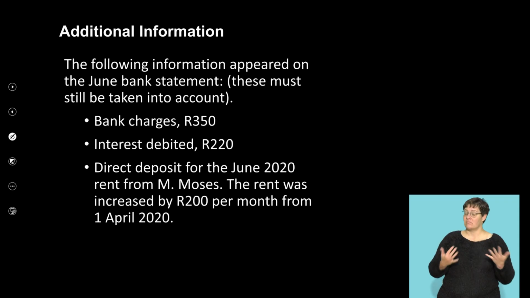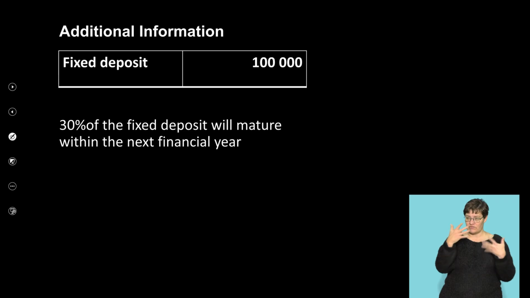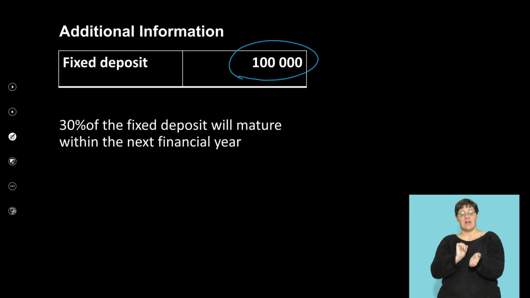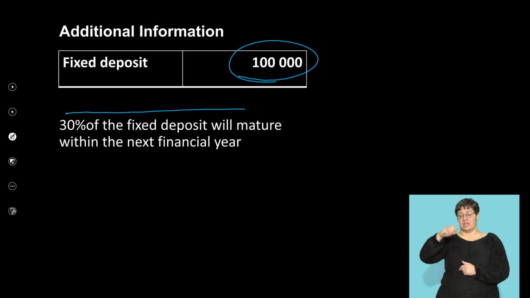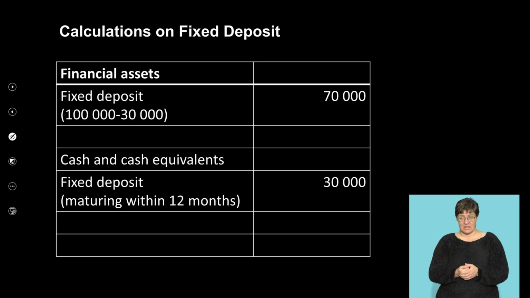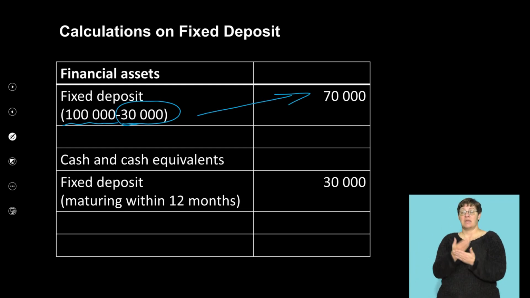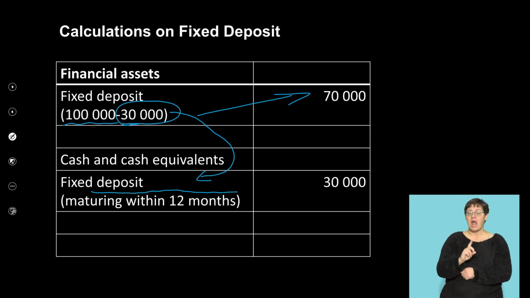So we've dealt with the bank charges, we've dealt with the interest, we've dealt with the direct deposit. Finally, we are told there's a fixed deposit of 100,000. 30% of the fixed deposit will mature within the next year. What are we going to do? Watch. Under my financial asset, I've got my fixed deposit of 100,000 minus the 30,000 that will mature. Therefore, my financial asset is now 70,000. Where do I place the 30,000? Under cash and cash equivalents. I say fixed deposit maturing within 12 months, and therefore I have that 30,000.